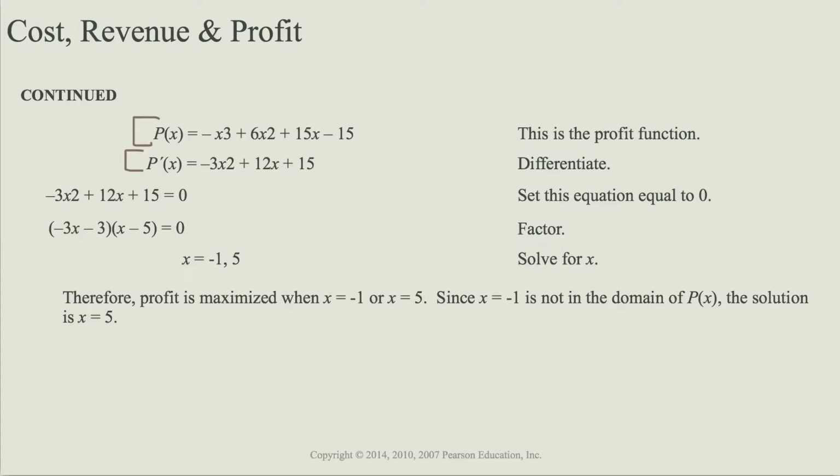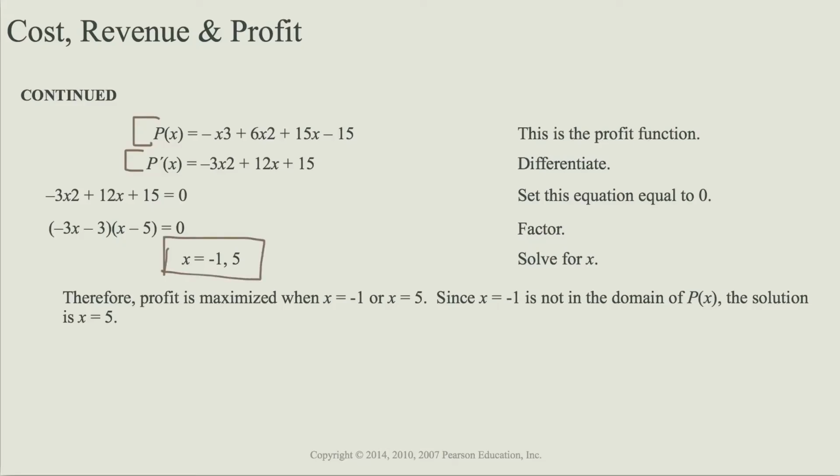So p prime of x equals negative 3x squared plus 12x plus 15. Set that equal to 0. It gets factored, and we can see that this has critical values at x being -1 and 5.